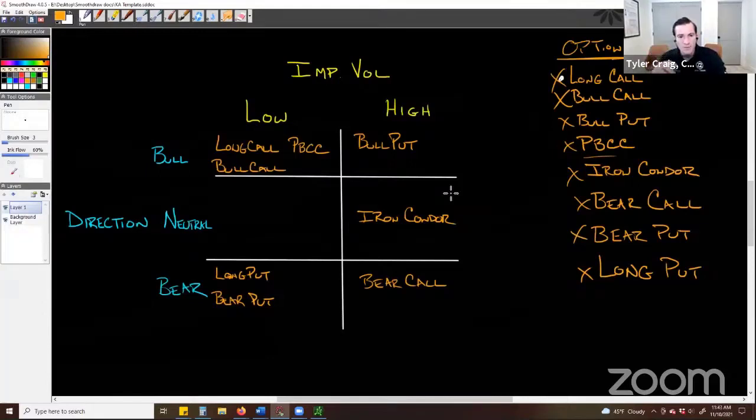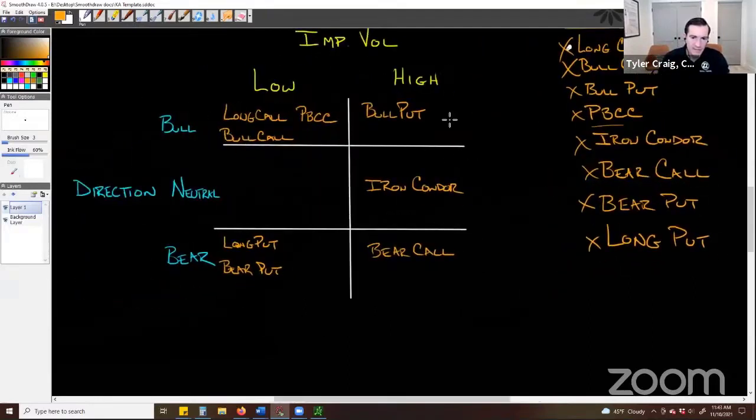But it's helpful for decision making so that when you go look at Tesla, when you go look at Microsoft or any stock, and you analyze it and you say, oh, I'm neutral on this stock and implied volatility is high, I can go right to my strategy matrix and I can say, oh, Iron Condor, right? That's the potential strategy that I want to use for this situation. And you could even take it one step further.